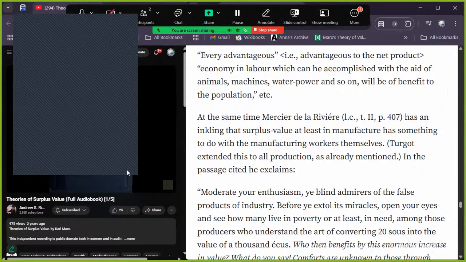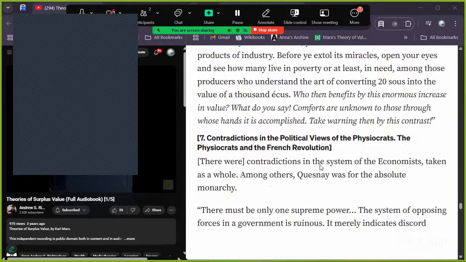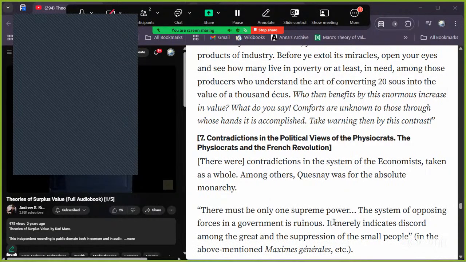In the passage cited, he exclaims, quote, "Moderate your enthusiasm, ye blind admirers of the false products of industry. Before ye extol its miracles, open your eyes and see how many live in poverty, or at least in need, among those producers who understand the art of converting 20 sous into the value of 1,000 écus. Who then benefits by this enormous increase in value? What do you say? Comforts are unknown to those through whose hands it is accomplished. Take warning then by this contrast." End quote.